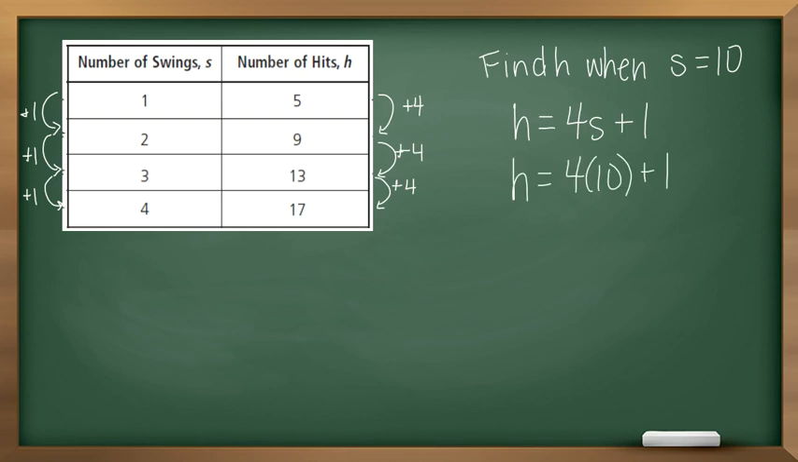And so then we need to solve that. Remember, we always do the multiplying before we do the adding, so we're going to do 4 times 10. So we've got 40 plus 1, which just gives us 41. So when the number of swings is 10, the number of hits is 41.